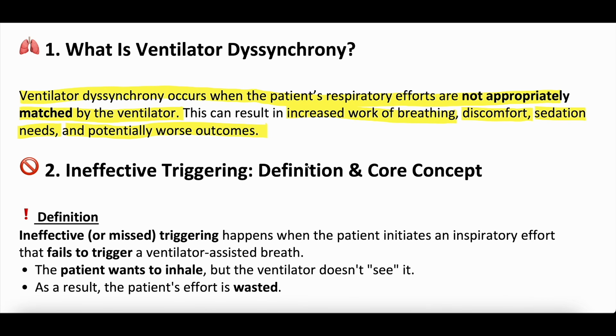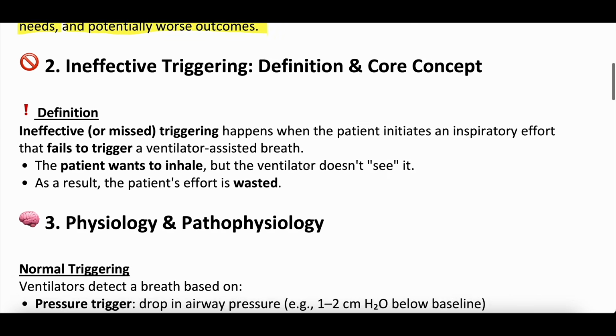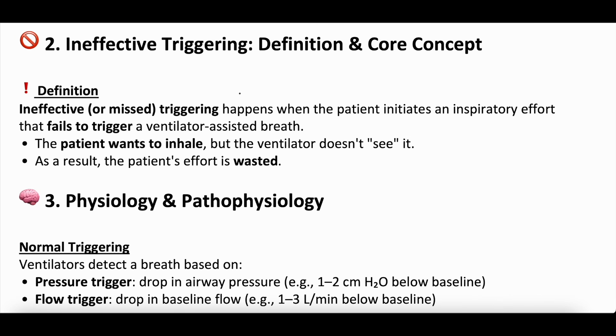What about ineffective triggering specifically? Definition and core concept. Ineffective triggering happens when the patient tries to initiate a breath. They initiate an inspiratory effort, but that fails to trigger a ventilator-assisted breath. So the patient wants to inhale, but the ventilator doesn't see it. It doesn't pick it up, so it doesn't give a breath. And as a result, the patient's effort is wasted. They tried to take a breath and no breath was given. And to understand this a little bit, just to go back a notch, it helps to understand how ventilators give breath.